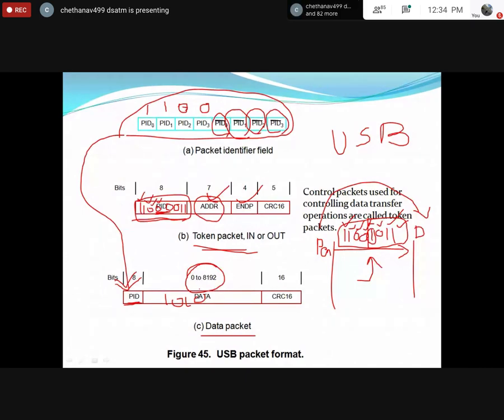So why do I require the CRC code? The CRC code is mainly used for the purpose of detecting any error, any data that has been manipulated. That will be identified by the CRC code. So I think that's one thing which is very, very important.